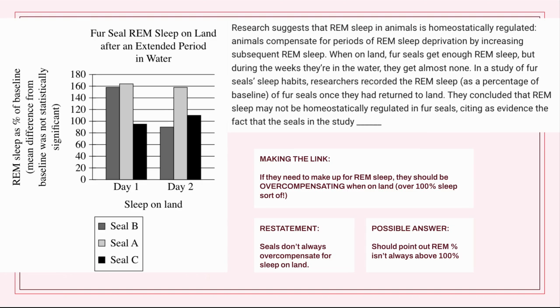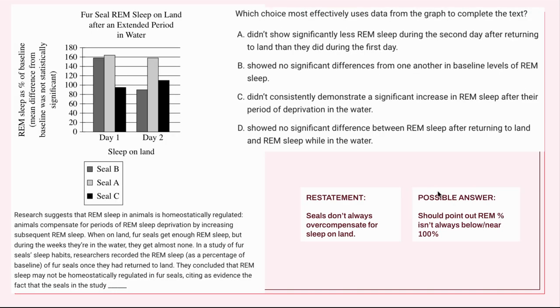But I think a possible answer should point out that that REM percentage of baseline is going to be like a normal night of sleep when you're not overcompensating. That percentage isn't always above 100% because above 100% means you're overcompensating. But we're saying that they're not always overcompensating. So it should point out some data that shows that. Okay, so take a second to see which answer choice kind of does the job here.